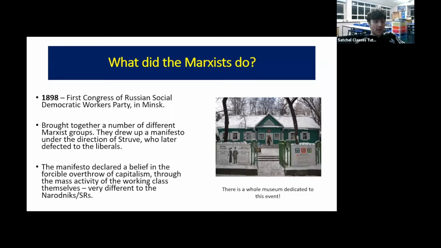What did the manifesto say? Well, it said that they believed in the forcible, the violent overthrow of capitalism, but through the mass activity of the working class themselves. And that's very different to the Narodniks. The Narodniks focused on small groups of people assassinating key Tsarist officials, bombing, carrying out acts of violence against police chiefs, and so on. But it was based on a small number of people. The Marxists believe in the whole mass of the working class all together, throwing out capitalism.